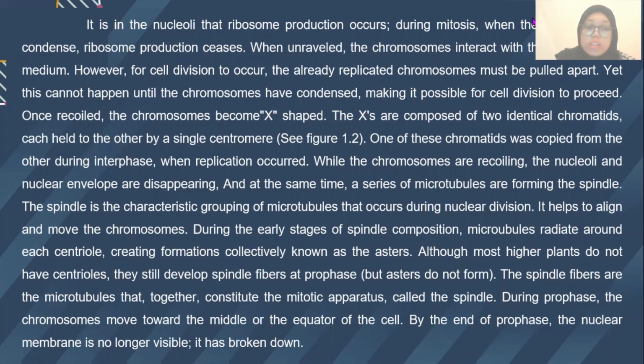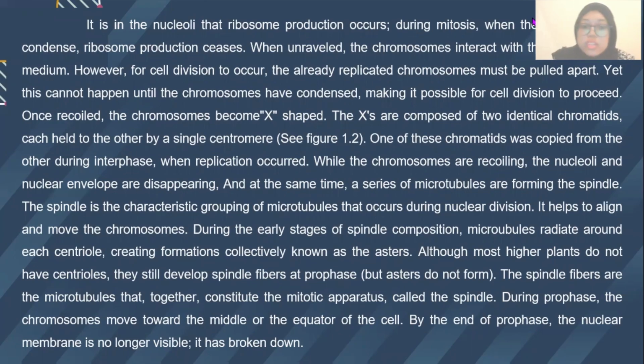And once recoiled, the chromosomes become X-shaped. The X consists of two identical chromatids, each held to the other by a single centromere. You can see in figure 1.2, one of these chromatids was copied from the other during interphase when replication occurred. While the chromosomes condense, the nucleolus and nuclear envelope are disappearing. And at the same time, a series of microtubules are forming the spindle. The spindle is the characteristic grouping of microtubules that occurs during nuclear division. It helps to align and move the chromosomes.